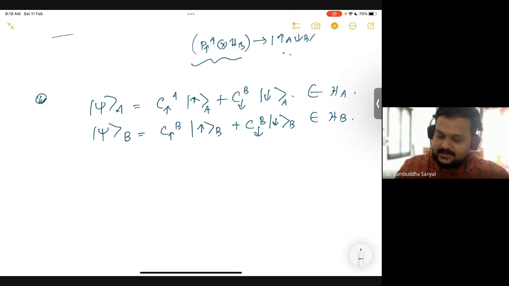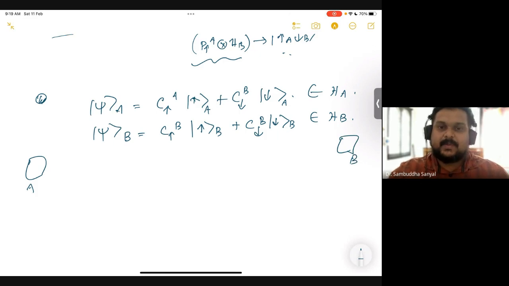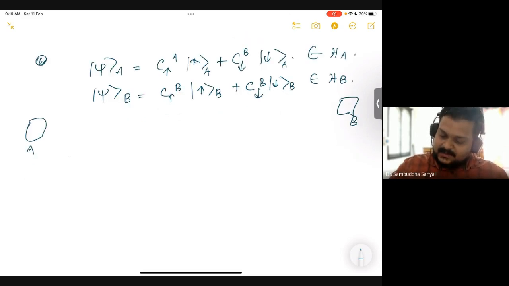This is, let's say, Alice's lab. This is Bob's lab. They prepared these two independent states which have no connection. Now let us say they bring these two together. Then how do you describe this composite object?